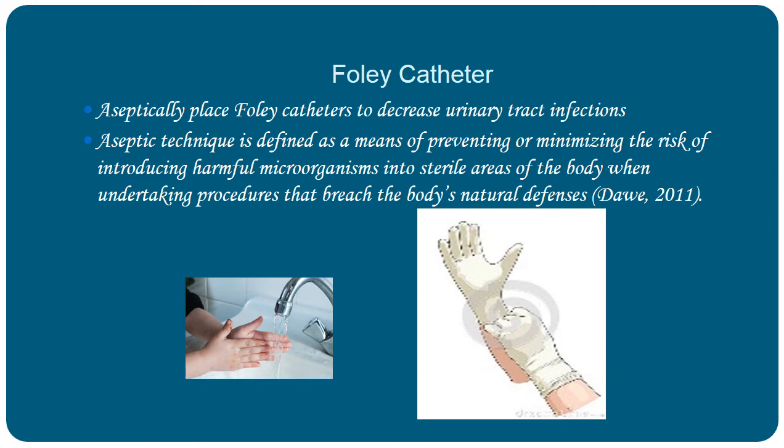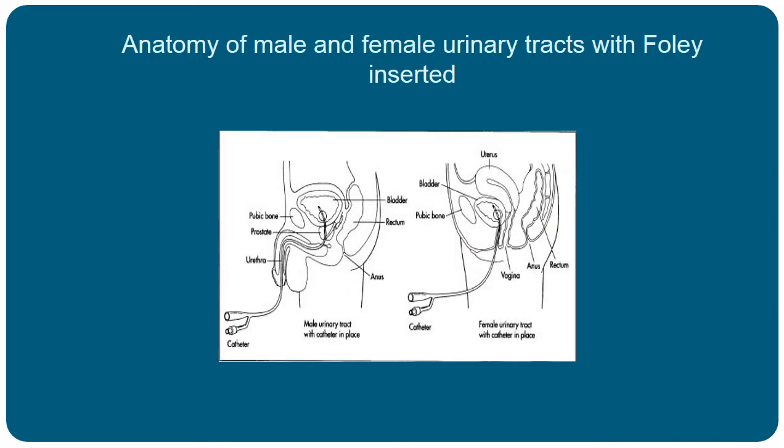The male anatomy differs from the female anatomy. Usually, the male has only one os or opening awaiting insertion, whereas a female has two openings: the urethra opening and the vaginal opening. So with females, it is very important to place the Foley into the correct opening.